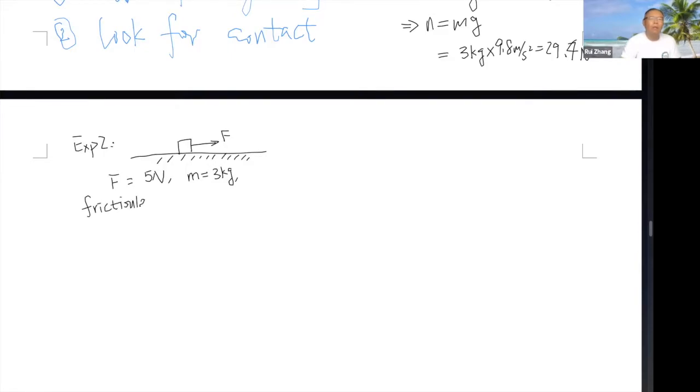Well, we know it's not very realistic because most surfaces do have friction, but this is a simple case to start from. So it's frictionless with the pulling force F equal to 5 Newton and the mass is 3 kilogram. Our question here is, what is the acceleration of the object? Now we know there's going to be acceleration because when there's one force pulling it, there's certainly going to be acceleration. So that's what we want to find out.